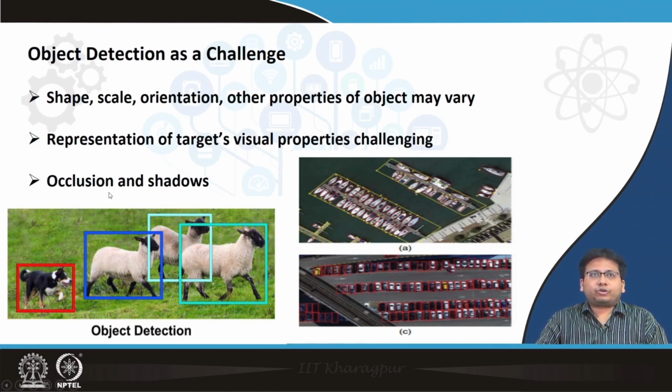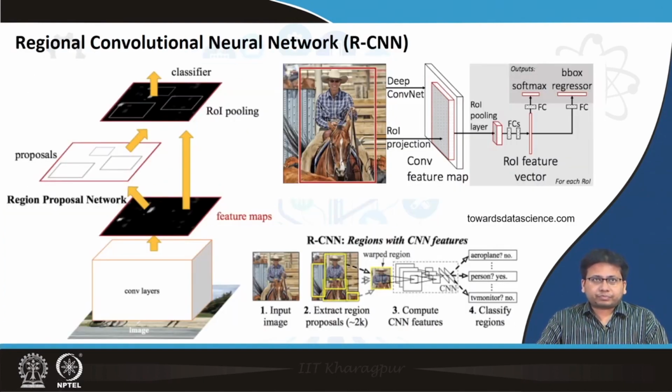These are occlusions, shadows, etc. By occlusion I mean that the object which you are trying to detect may be partially or fully covered by another object, or there might be shadows. If a shadow of a tree falls, then this white sheep can look blackish. These kinds of occlusions and shadows can really mess up any object detection methodology.